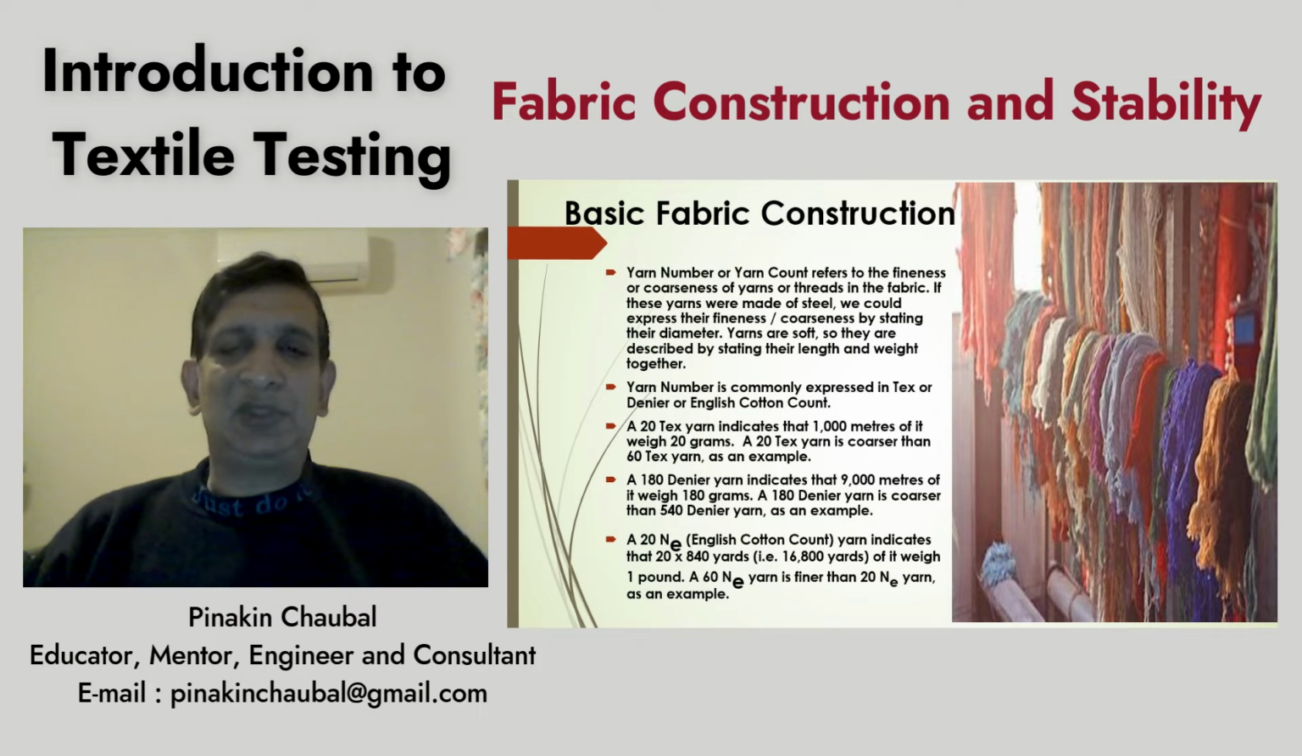A 20 English cotton count yarn indicates that 20 times 840 yards, that is 16,800 yards of it, weigh 1 pound. A 60 English cotton count yarn is finer than 20 English cotton count yarn, as an example.